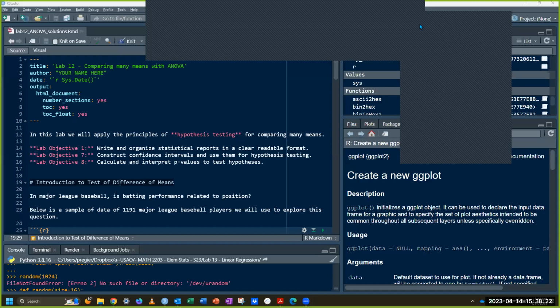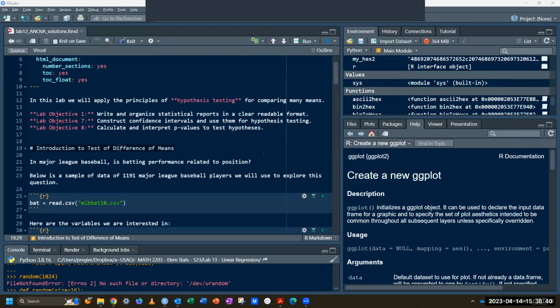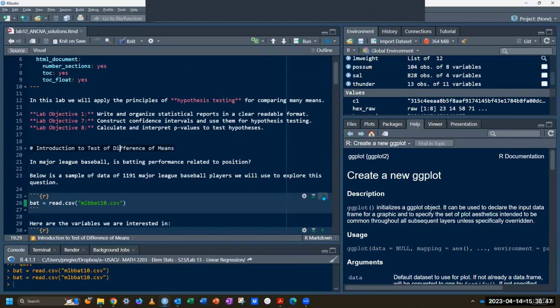All right, hello. Here is your walkthrough of Lab 12 on comparing many means. Just like we've been doing tests of one proportion, two proportions, many proportions, this is a test of one mean, two means. It follows with many means. So the question for this lab is, do we have salaries that differ by position?